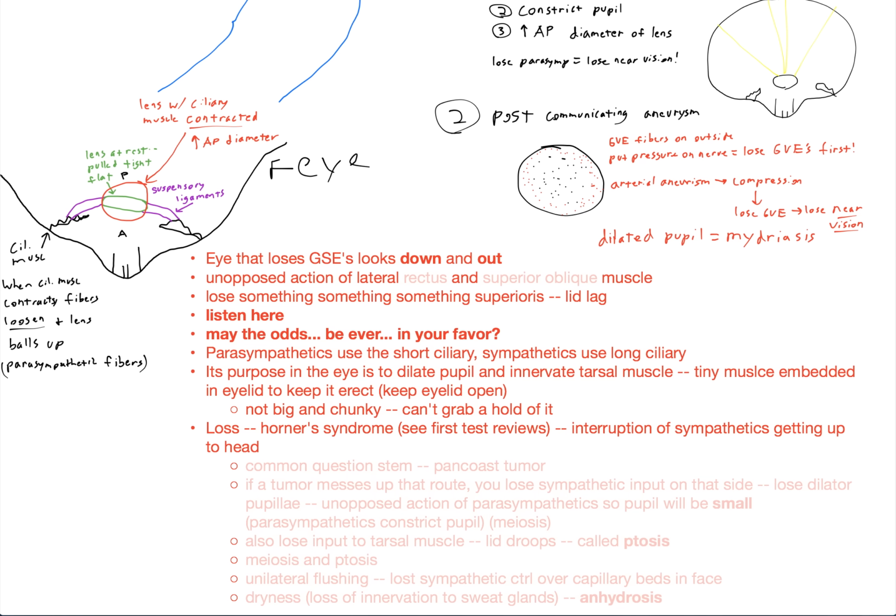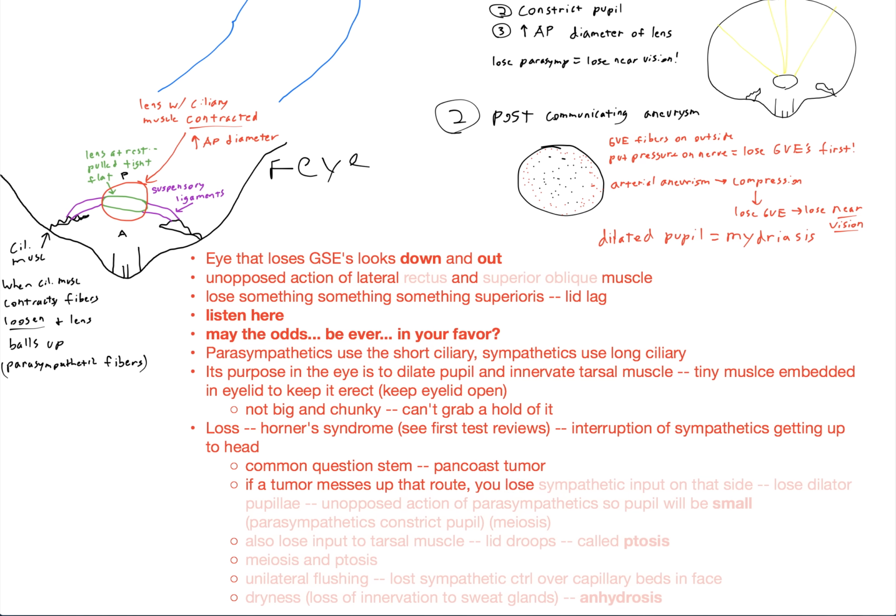A very common question, like STEM, that you'll have is a Pancoast tumor. So that's a tumor in the apex of the lung, right up here at the top of the lung. And it erodes into your cervical ganglia. Because remember, that's where your sympathetics are going. They're going up that chain to those cervical ganglia. If you interrupt that route and you cut them off and they can't get to the head, you've lost sympathetic input on that side of the face. So if you've got a tumor or whatever on the right side, you lose sympathetic input to the right side.